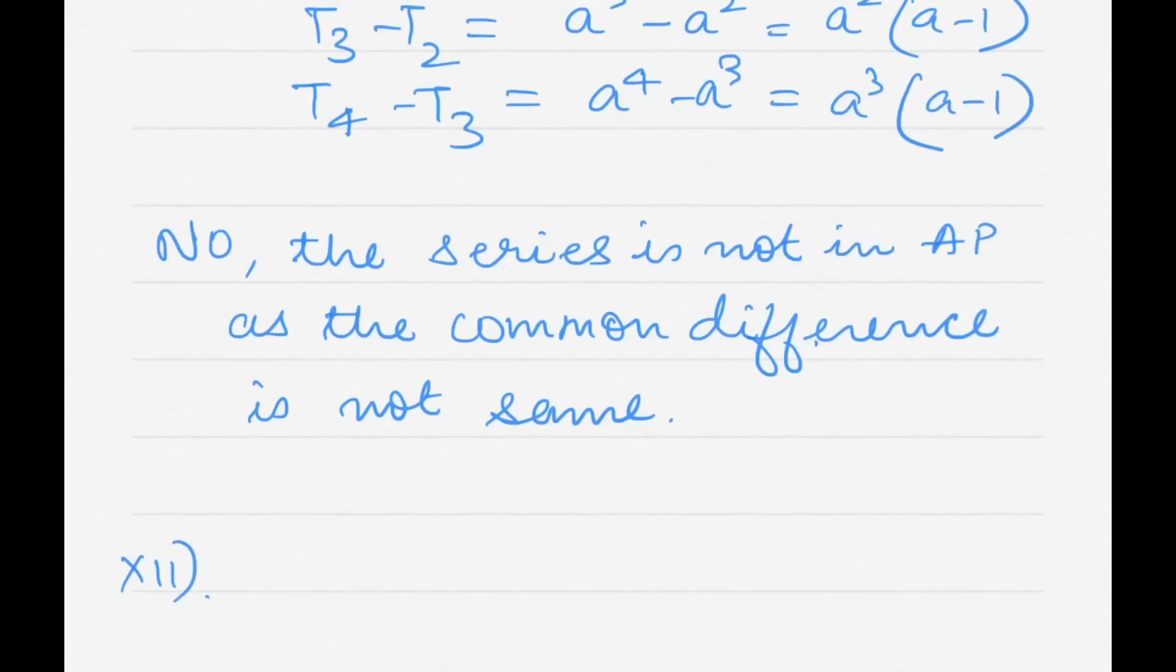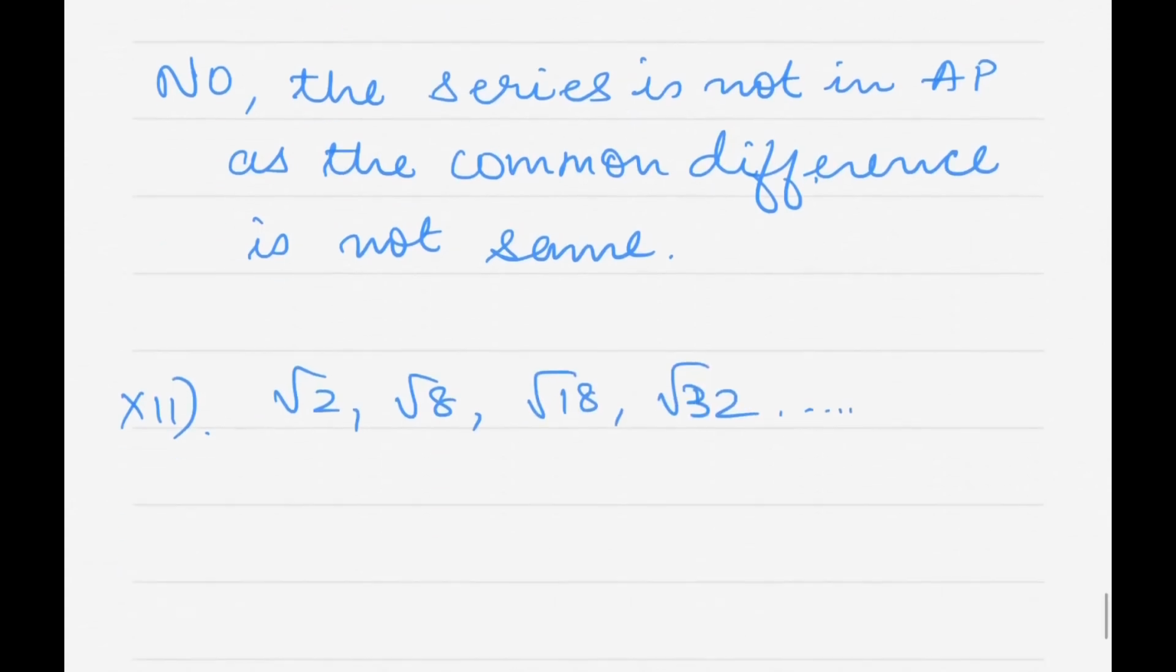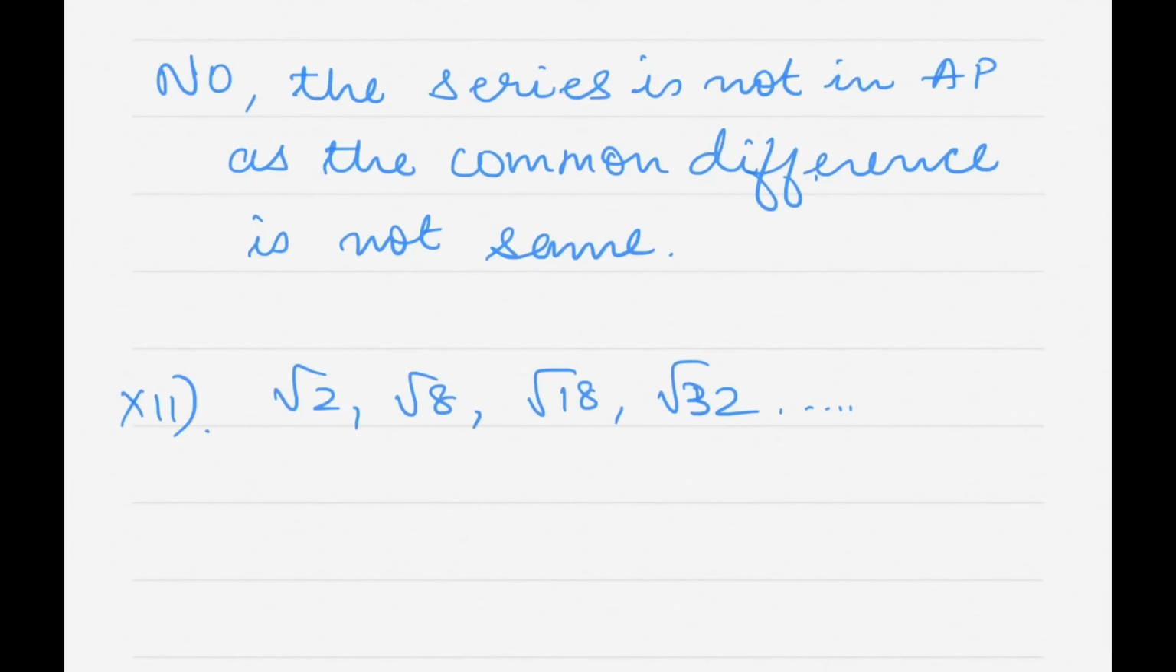12th part is root 2, root 8, root 18, and root 32, and so on. Now let's first find out the common factor and take it out. Root 8 can be written as 4 into 2, so 4 I am taking out, so 2 root 2. Same way, 9 into 2, so 3 root 2, and 16 into 2, so 4 root 2, and so on.